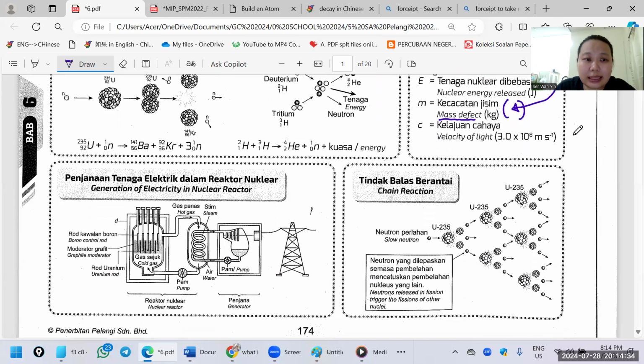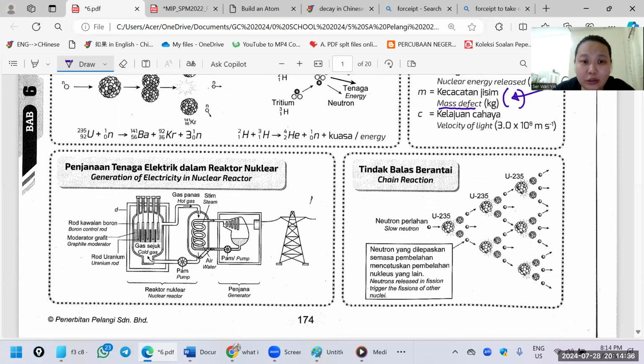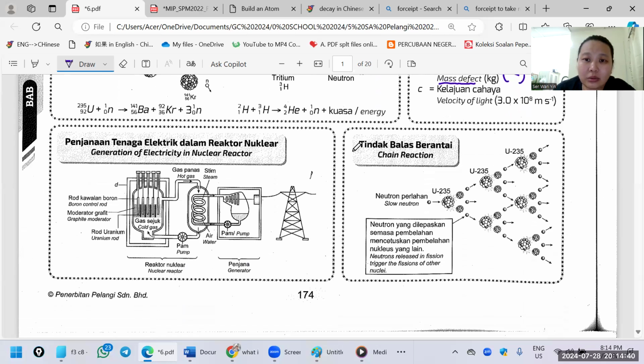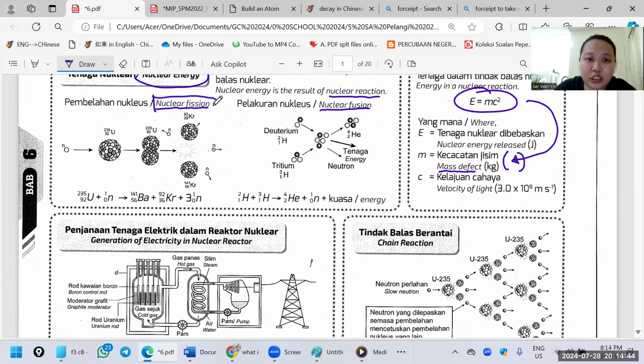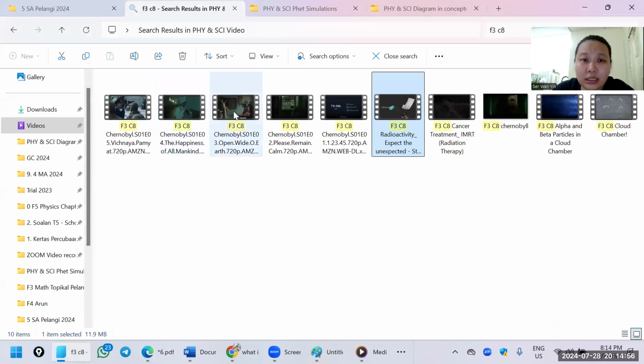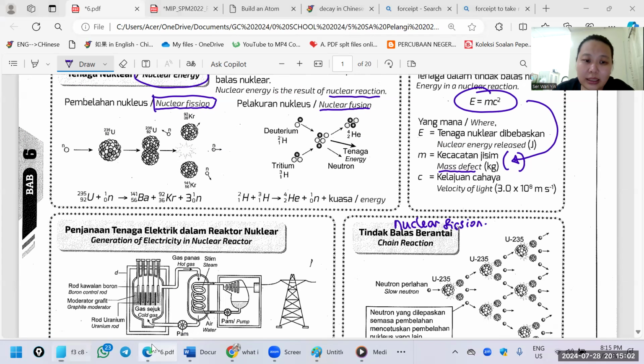Okay. Then how to generate electricity in a nuclear reactor? Actually, it's using the chain reaction that comes from nuclear fission. So actually, it's nuclear fission continuously. That's why Chernobyl was uncontrolled. Chernobyl was a nuclear reactor, a nuclear power plant, and it exploded.